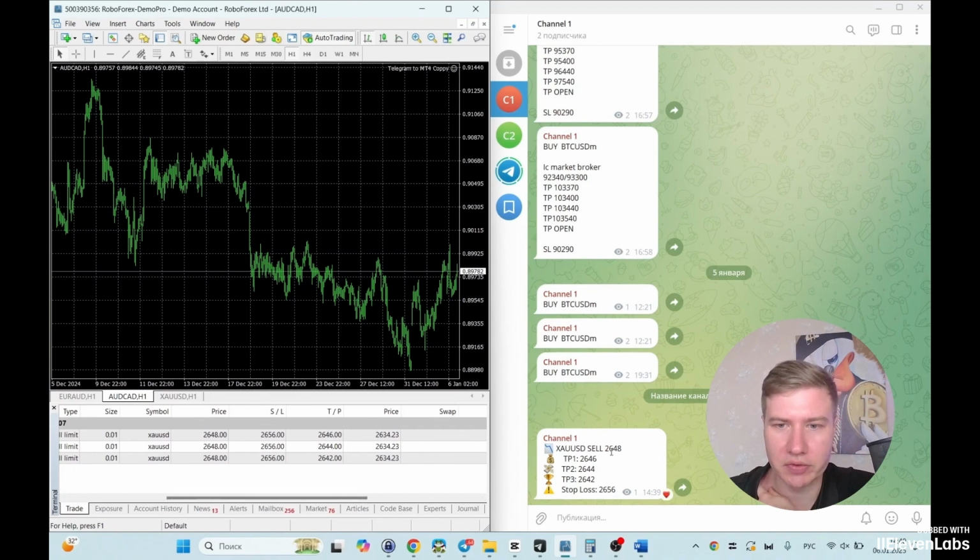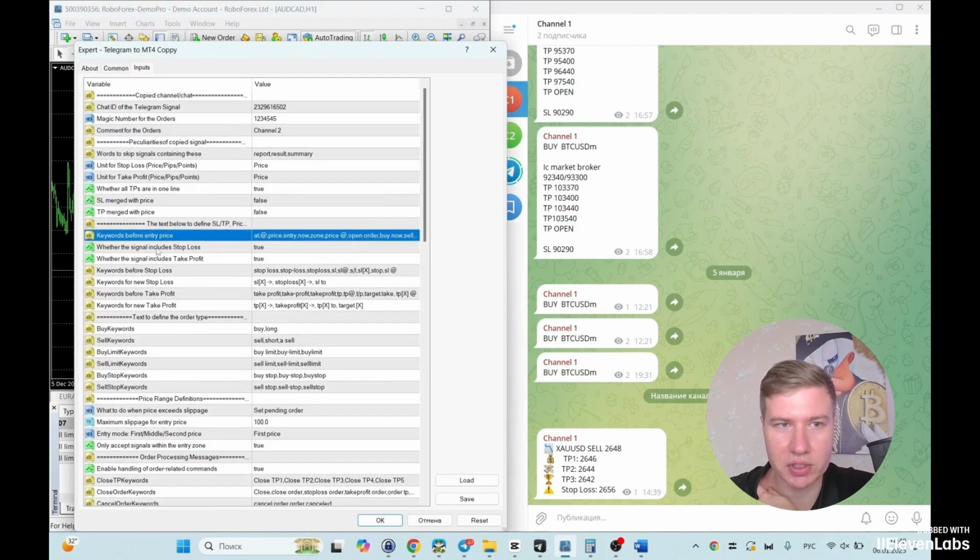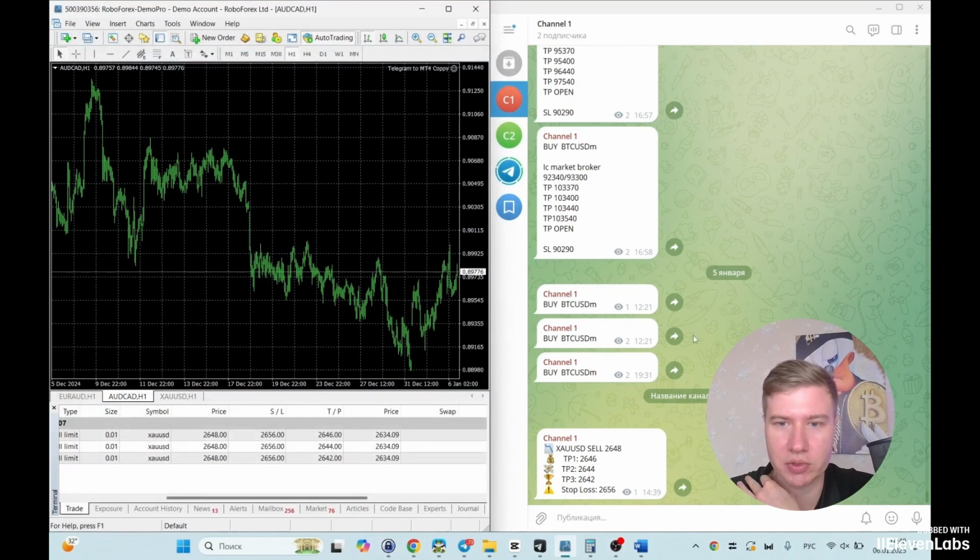So we look at our order. The price is 2,648. For the price, the keyword is right here. Keywords before entry price, and accordingly, here we have sell and buy as keywords for the entry price. This is very important because without an entry price, a signal will not open. Next, we check. The profit is correctly specified and the stop loss 2,656 is also indicated correctly.